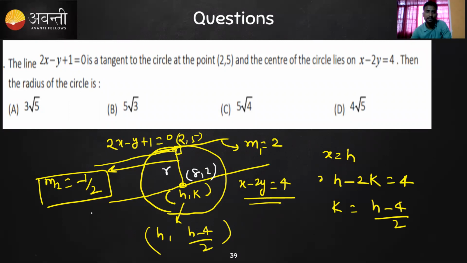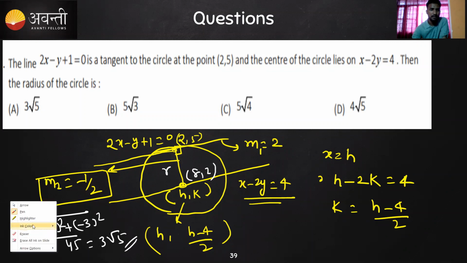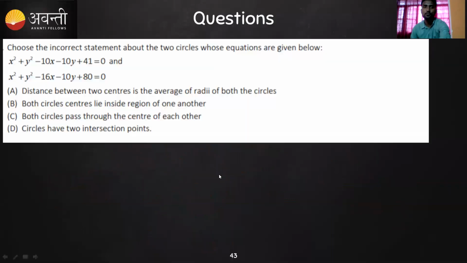So just use the distance formula. What will the distance formula be? It will be 8 minus 2, which is 6, so 6 square, and then 2 minus 5, which is minus 3, whole square. So from here you will get 36 plus 9, which is 45. After solving this, you will get 3 root 5. Okay, so A will be the correct answer. I hope everyone understood these things. So this is the process to solve this kind of question.